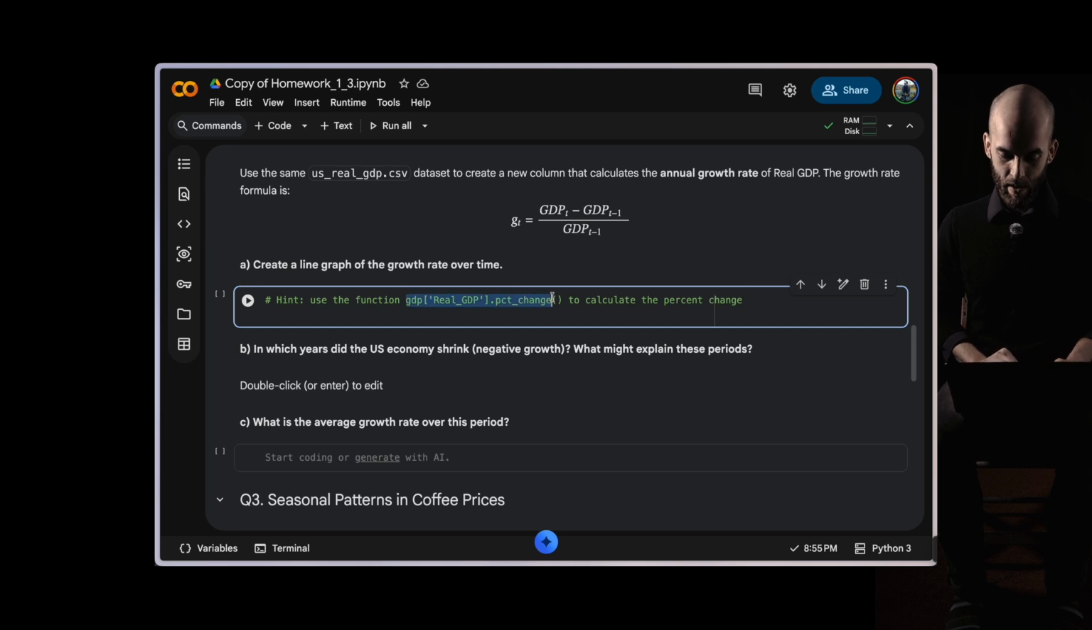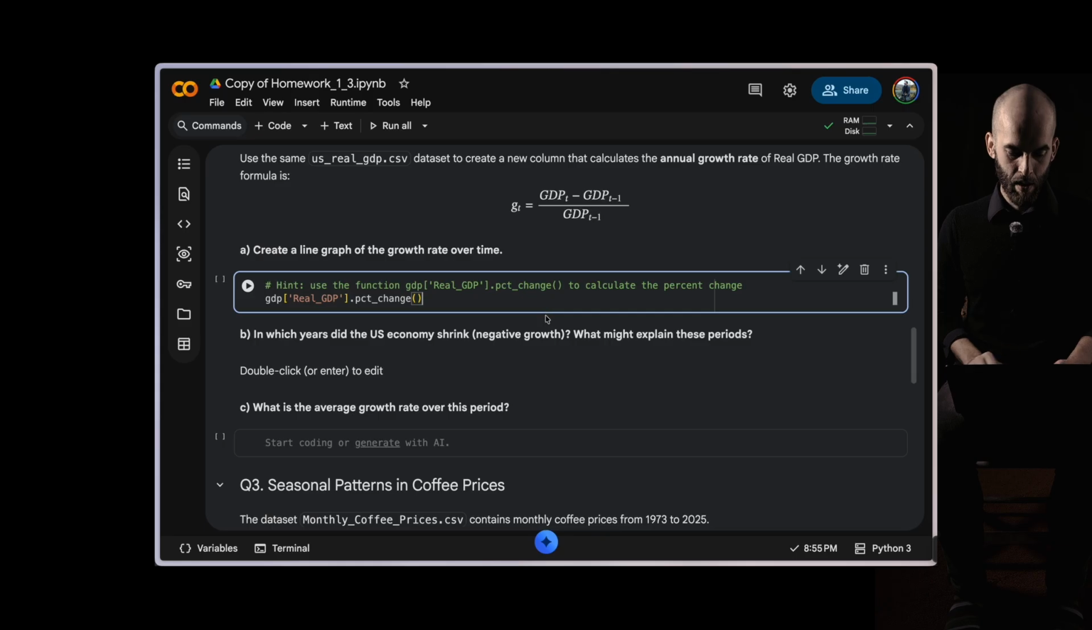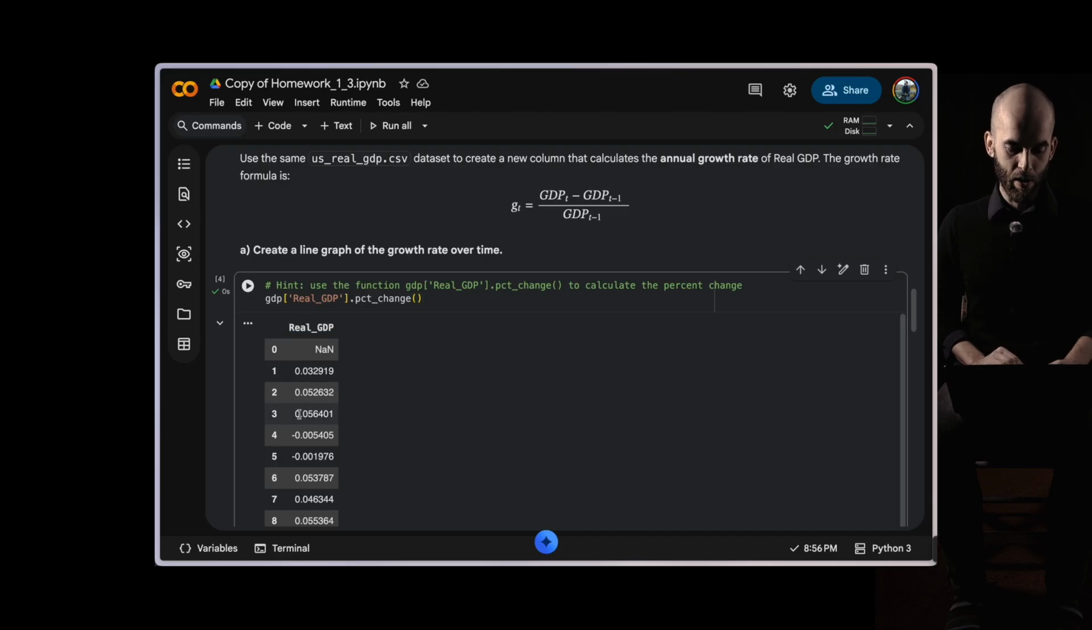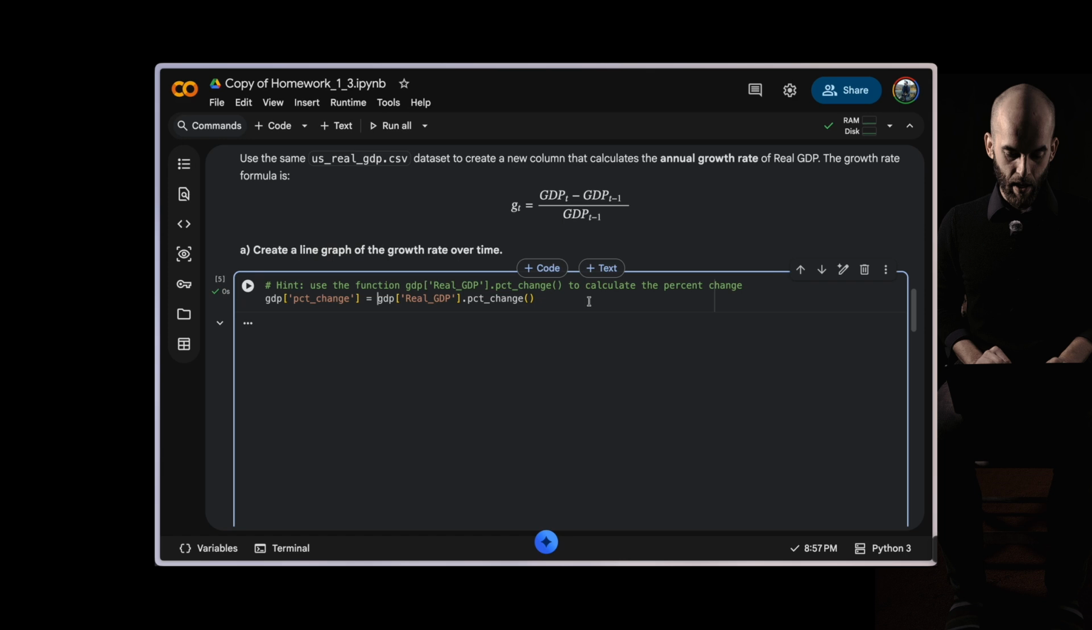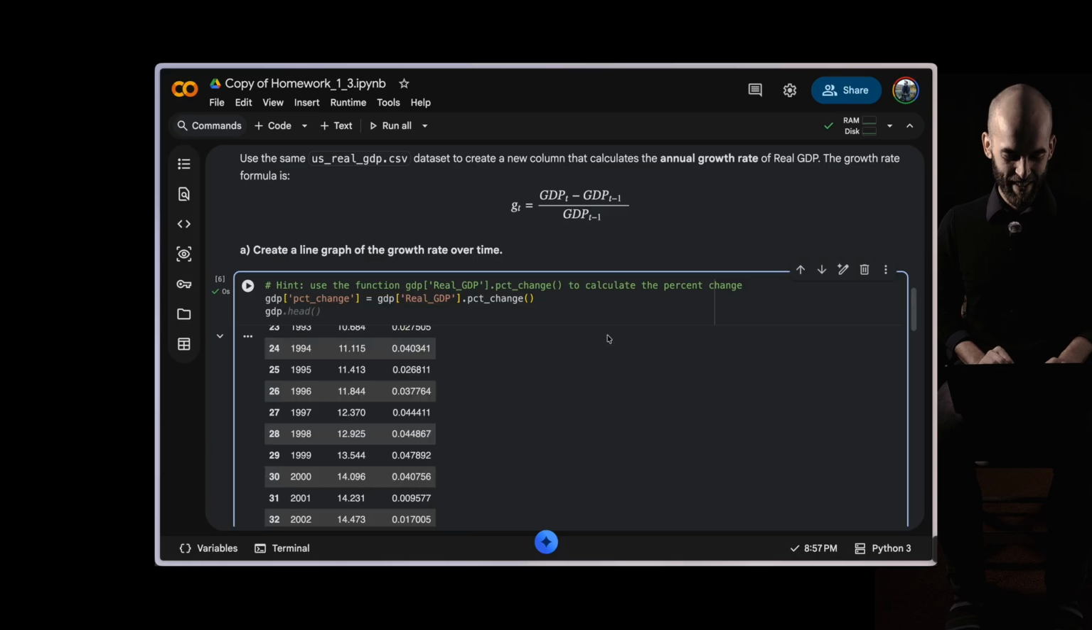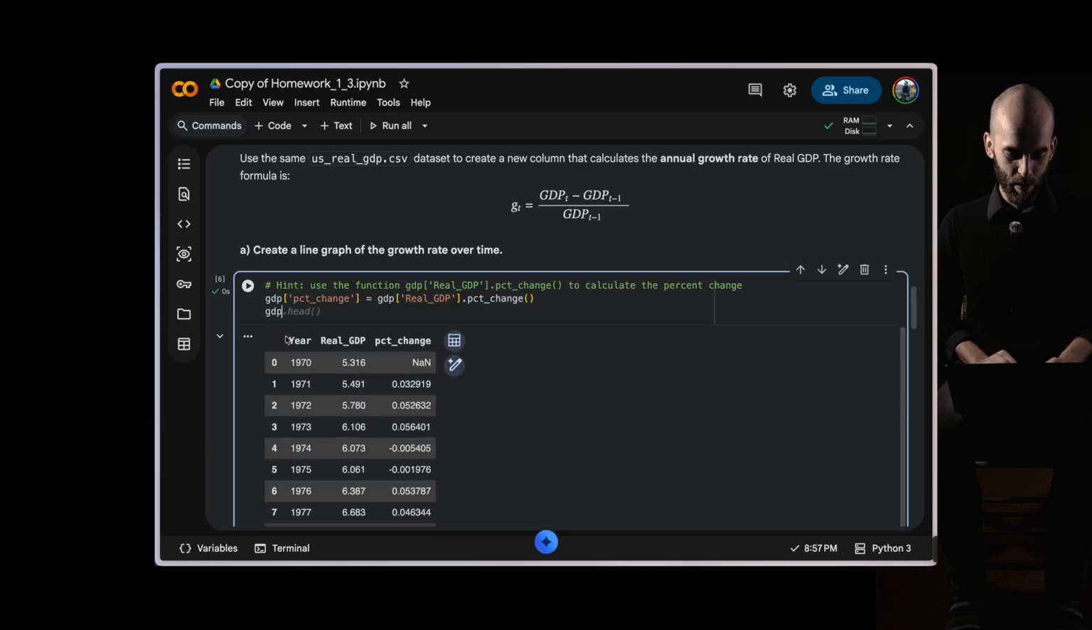Okay, so I'm just going to use this and copy this in. And this gives us a row. Well, we haven't defined a new variable yet. But we're in the GDP data set, so we're going to define this to be percent change. So we do this, and then we print out the data set, GDP. We have our two original columns, but now we have a third one, the one we just created.